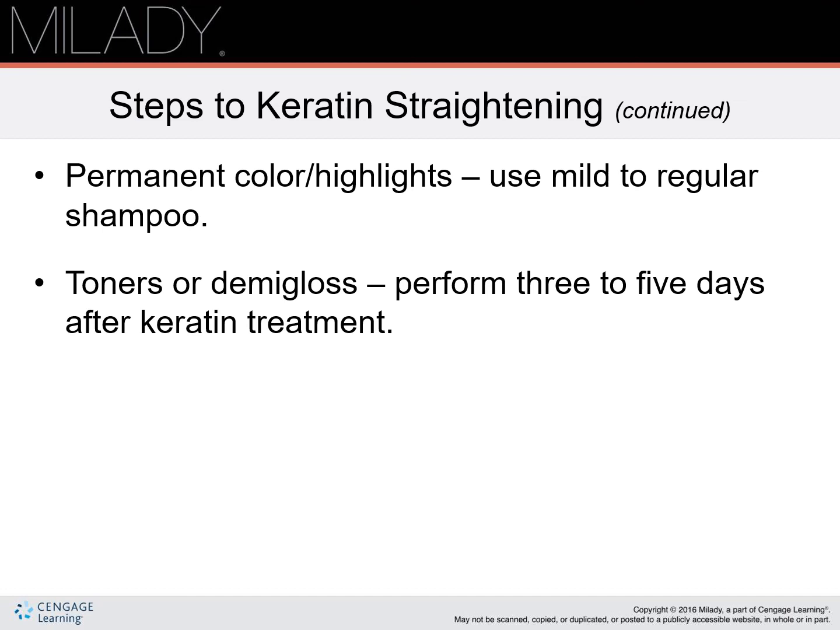Permanent color, highlights, and keratin straightening treatments: how do they come into play? Clients may have permanent hair color or highlighting services before the keratin straightening treatment is applied. For toners, demi-gloss, and keratin straightening treatments, if the client wishes to have a demi-gloss treatment, it should be done at least 3 to 5 days after the keratin treatment to prevent color loss and to avoid wetting the newly straightened hair.